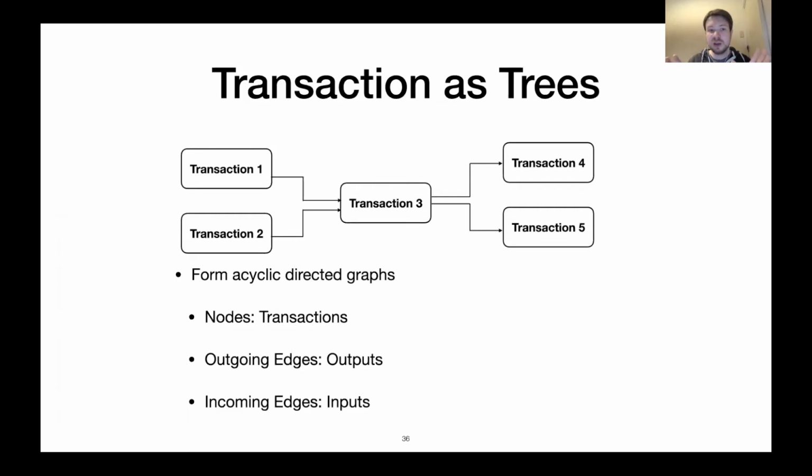Now, we can interpret a set of transactions as a directed acyclic graph. We do so by saying the transactions form the nodes of such a graph. Each of the inputs of a transaction specifies an incoming edge of that node, and each of the outputs within a transaction represents an outgoing edge of that node.